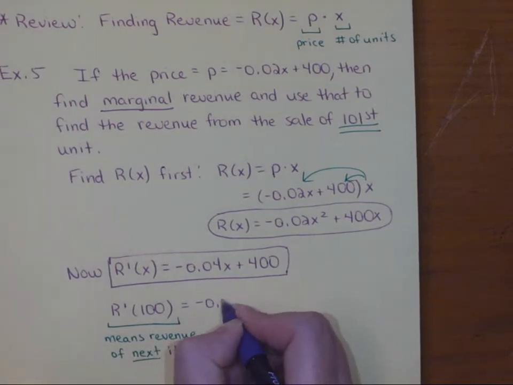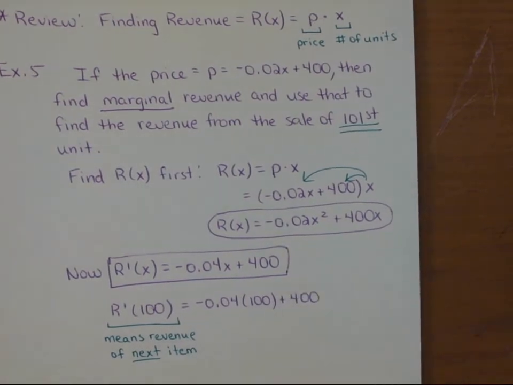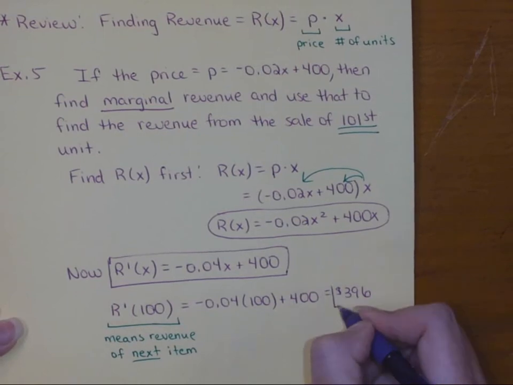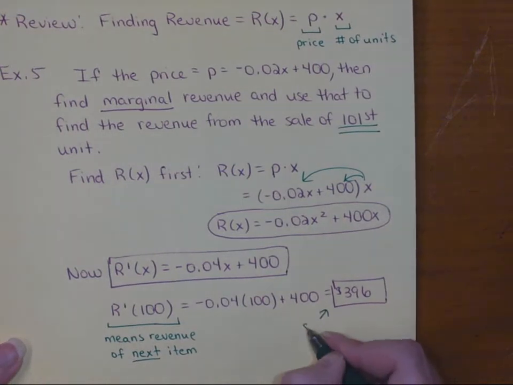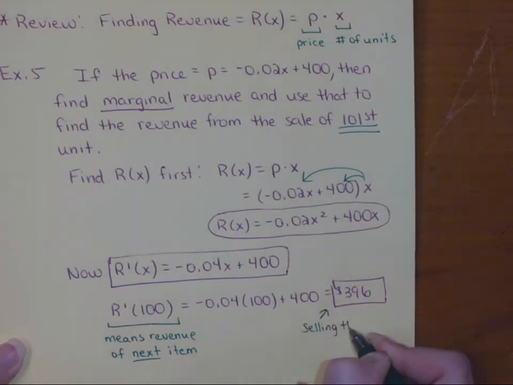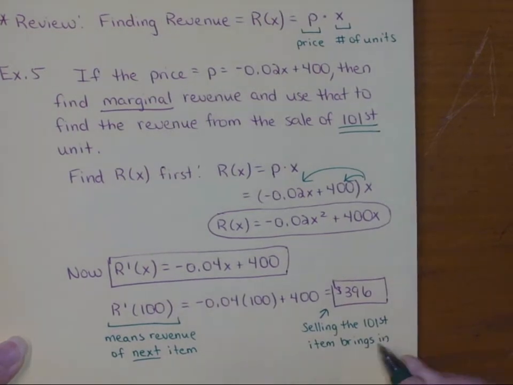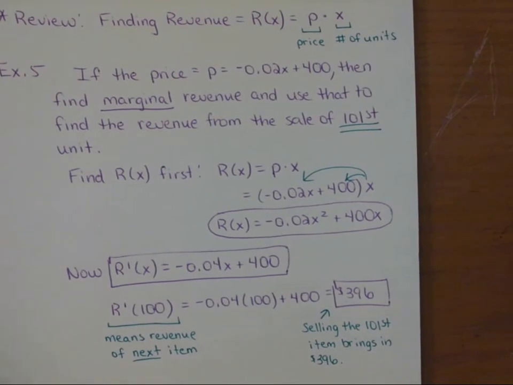So we'll plug it in: negative 0.04 times 100 plus 400. If you use your calculator and figure all of that out, you're going to get 396. Let's briefly describe what this means. This means that selling the 101st unit or item brings in $396 more. That's what it means. Now remember, that doesn't mean the company gets to keep that. It just means that that's the revenue that's brought in.